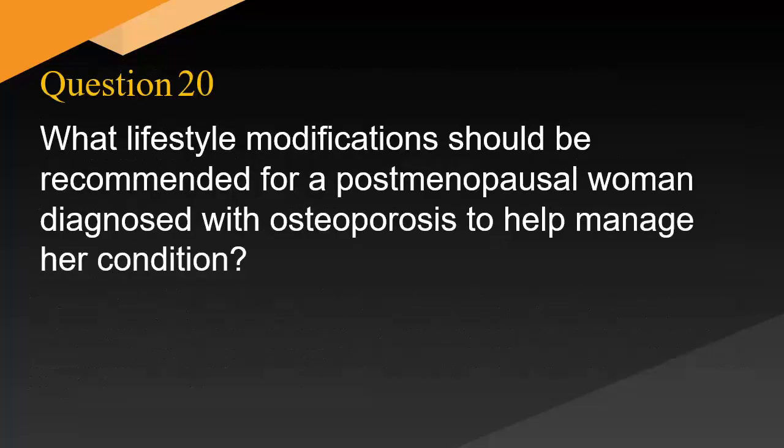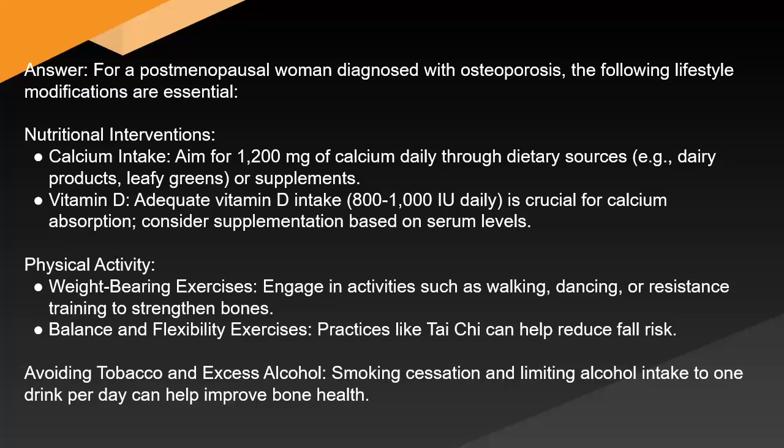What lifestyle modifications should be recommended for a postmenopausal woman diagnosed with osteoporosis to help manage her condition? Answer: for a postmenopausal woman diagnosed with osteoporosis, the following lifestyle modifications are essential. Nutritional interventions. Calcium intake. Aim for 1200 mg of calcium daily through dietary sources, e.g. dairy products, leafy greens, or supplements. Vitamin D. Adequate vitamin D intake, 800-1000 IU daily, is crucial for calcium absorption. Consider supplementation based on serum levels.